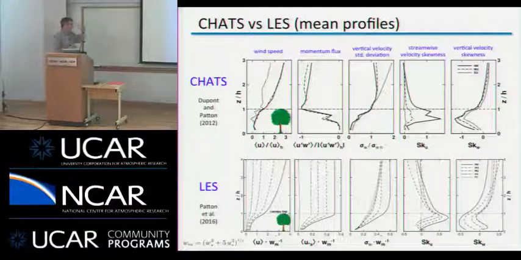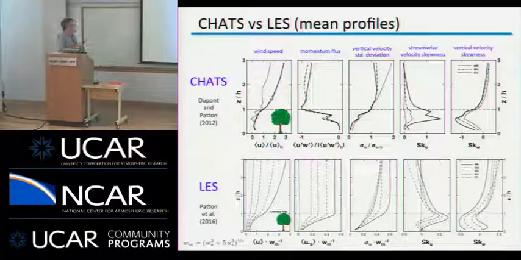So I apologize, I didn't have time to replot our CHATS data in the same format because we've learned a lot since we published this. So this is actually from our paper in 2012. I just wanted to show you that in character, the results from the numerical simulation are quite similar. Up in the top panels, the left three, they're all normalized by their values at the top of the trees, as opposed to what I've been normalizing by lately, a mixed scaling velocity that combines buoyancy and shear so that we can look at the variation in a cleaner fashion. So I need to go back and replot the CHATS data in this way. I just didn't have time to do that before this talk.